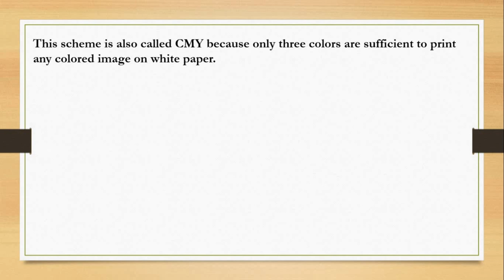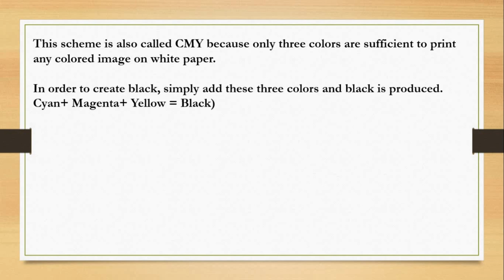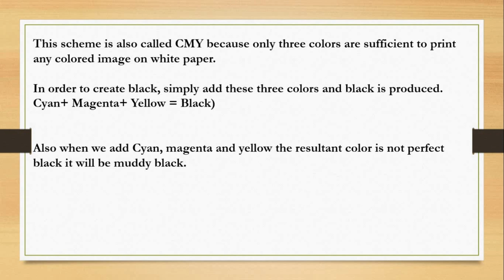This scheme is also called as CMY because only three colors are sufficient to print any colored image on white paper. So in order to create black, simply add these three colors and black is produced. That is, whenever you add cyan, magenta and yellow, we get black. But the resultant color is not perfect black, it will be muddy black.